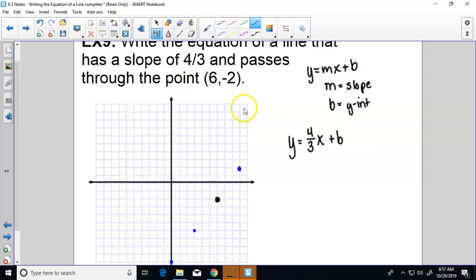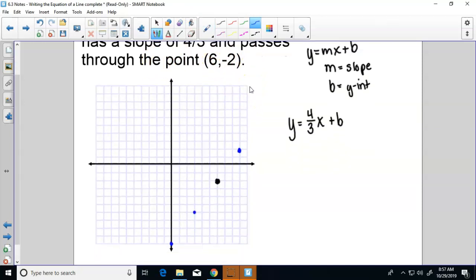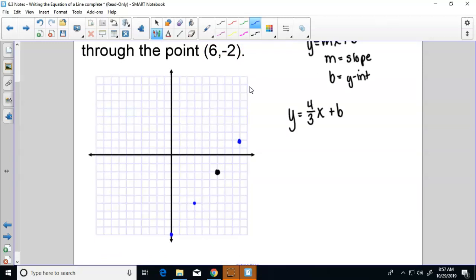The problem tells me that this line passes through the point (6, -2). It didn't give me a y-intercept, just a point that the line goes through. But when I graph this, it lines up really nicely. What is the y-intercept of that line? -10. So my equation is y equals 4/3 x minus 10.